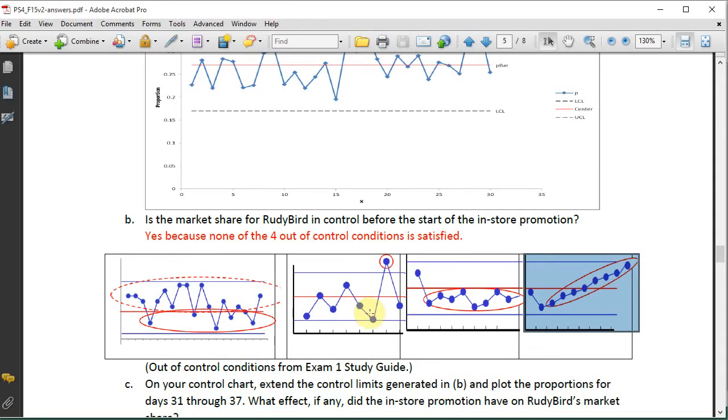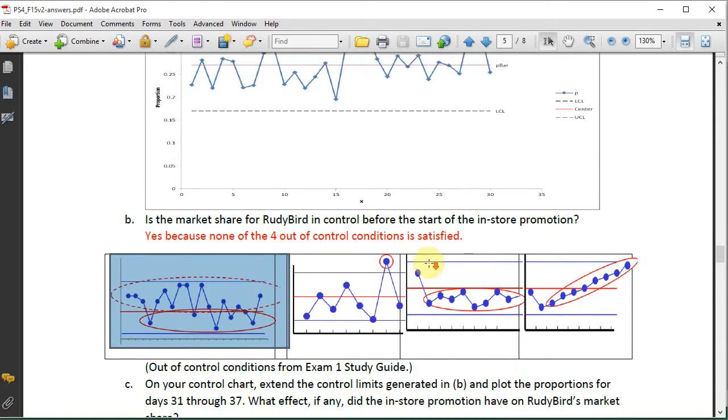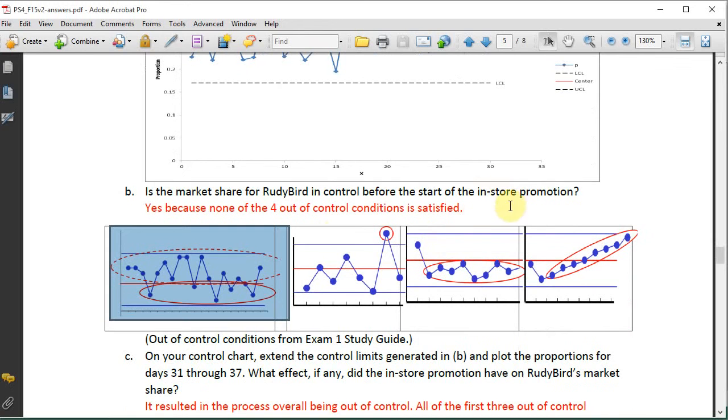This indicates you've got 8 in a row all going in one direction. And for this one here, a couple of ways to interpret this, but when you add up the number above with the number below and compare, if you end up with something that's less than -8 or above +8, then that indicates an out of control condition. None of these exhibit any of those conditions. So we would conclude that it is in control before the in-store promotion.